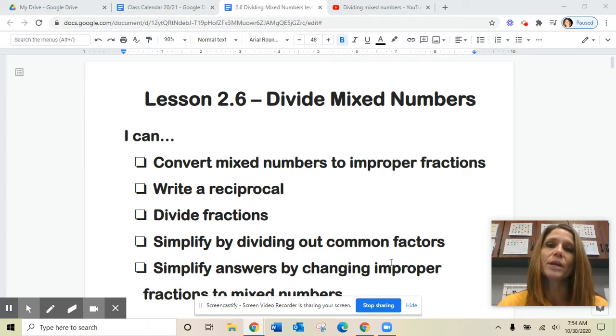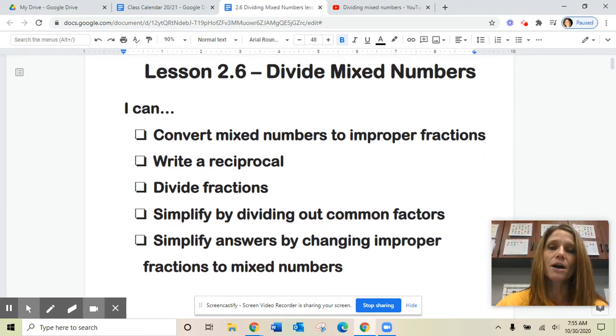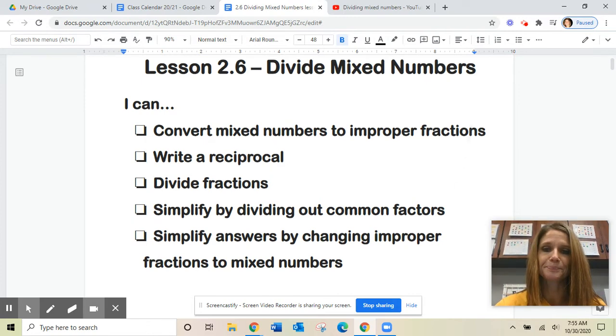So far, we've worked with whole numbers and fractions, fractions with fractions, and fractions with mixed numbers for multiplication, and now division too. So we've got a lot of ICANs for this lesson. And we start off with some of those basic skills that we've done before, including changing a mixed number to an improper fraction, using reciprocals if division is happening, and then always simplifying those answers.